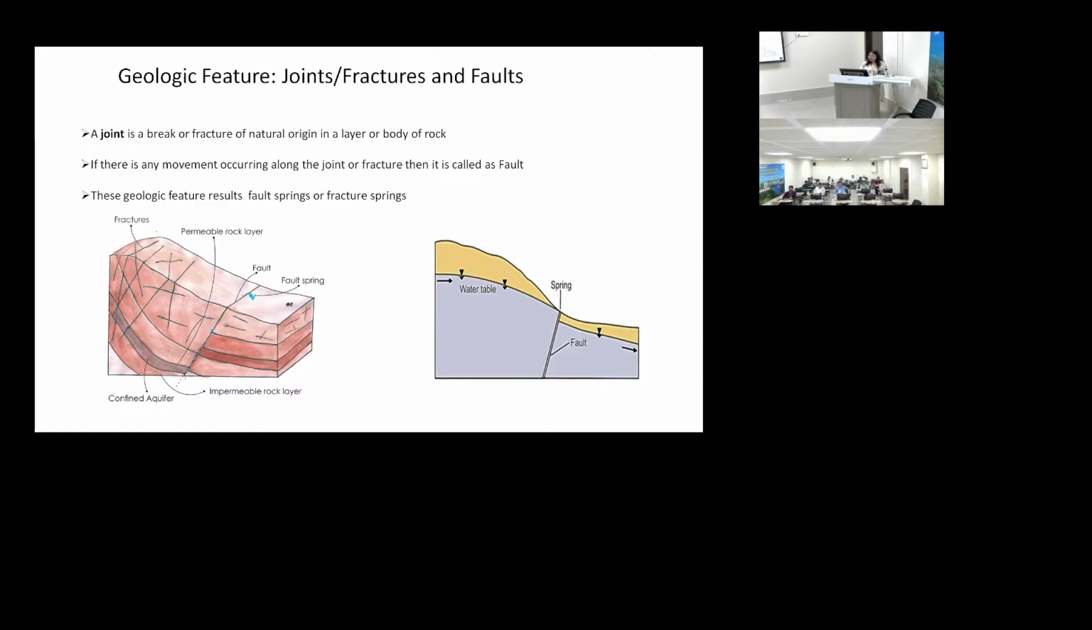Next is the joint, fractures and faults. Joints and fractures are both discontinuities in a rock formation, but whenever there is a movement along the fracture or the joint, we will call it a fault. Usually everything appears as fractured, but if there is a movement along that rock formation or along that fracture line, we will call it a fault.